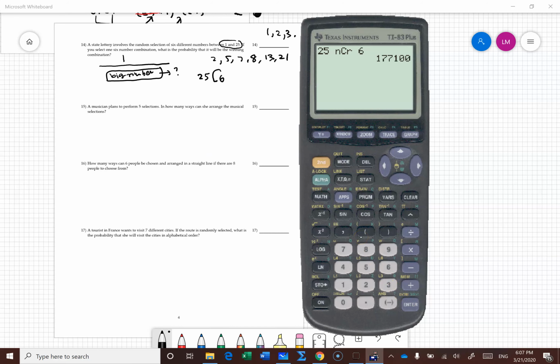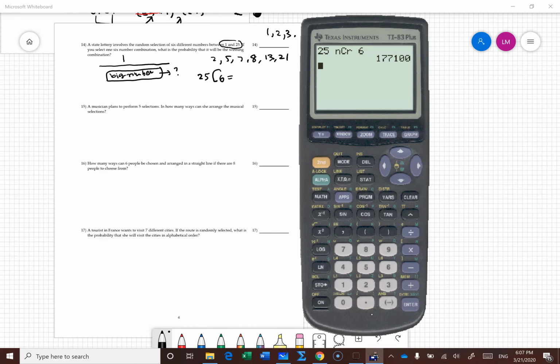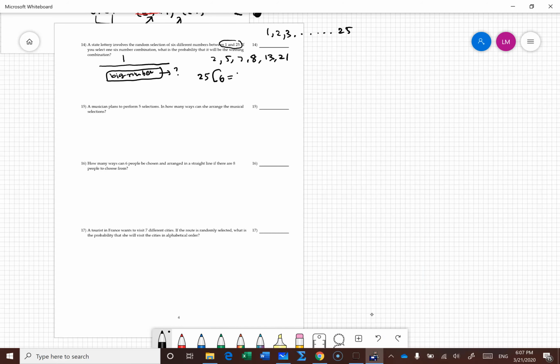So what is it? Big number, 177100. So the probability is 1 of 177100. Just leave it like that. That's okay. So that's the answer. Actually, the answer is in the back, at the end of this test. You can also see the answer later.